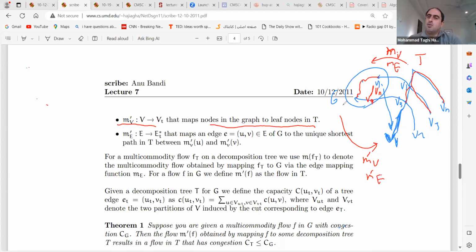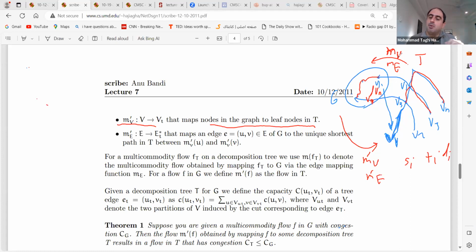Now we are considering multi-commodity flow. As I mentioned, this is essentially some Si to Ti with some demand Di. So whenever there is a flow on graph G, you want to map it into T, you just use M prime V and M prime E, because that exactly says that for each edge, you just go and use the corresponding path. Similarly here, if you have some multi-commodity flow between any two vertices in the tree, you can also map it now using MV and ME. So these functions are essentially the case that you can map them from one way to another.